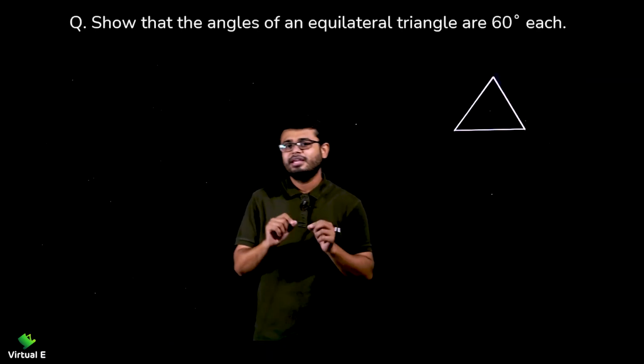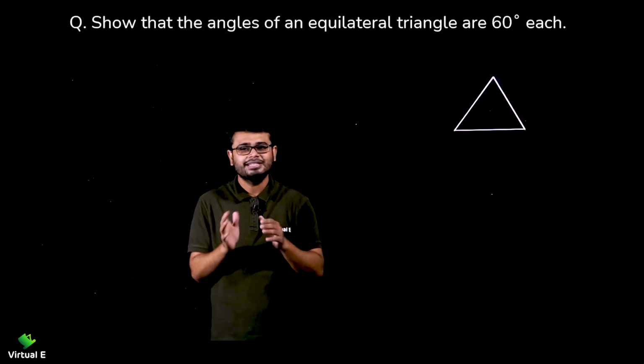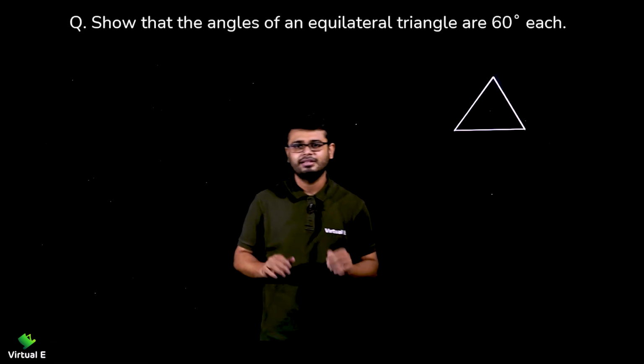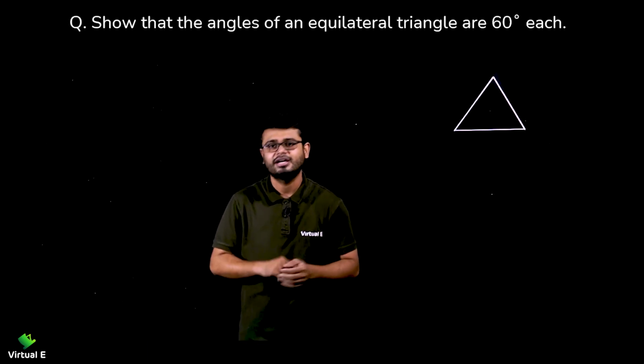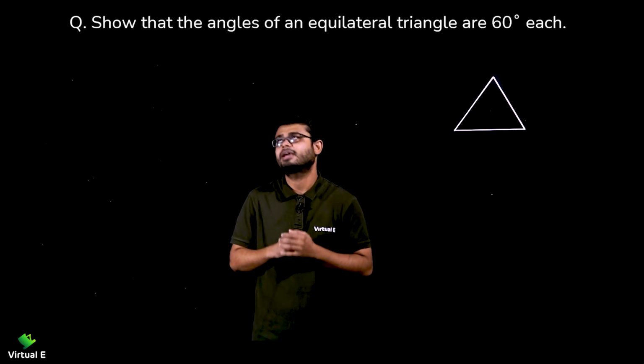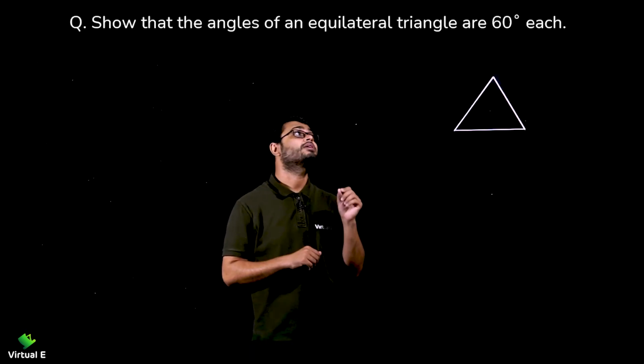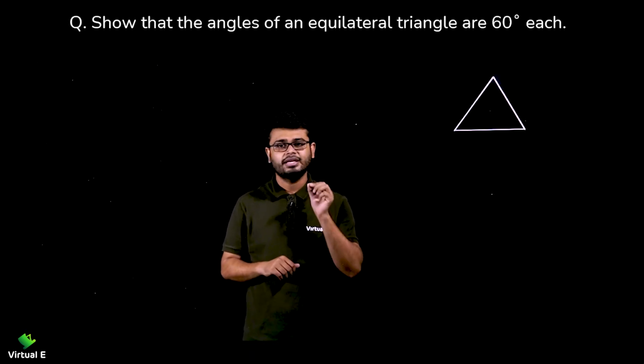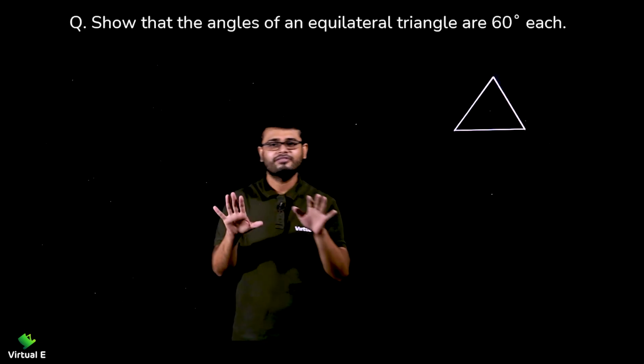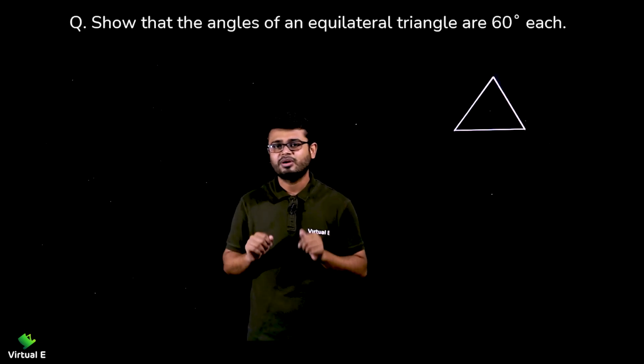Let's discuss one very interesting question, and it is a property as well that we know very well. Now we are going to prove that property about the equilateral triangle. Let's start. Show that the angles of an equilateral triangle are 60° each. Right, so this is the only information. No figure is given. This is the property we know very well.